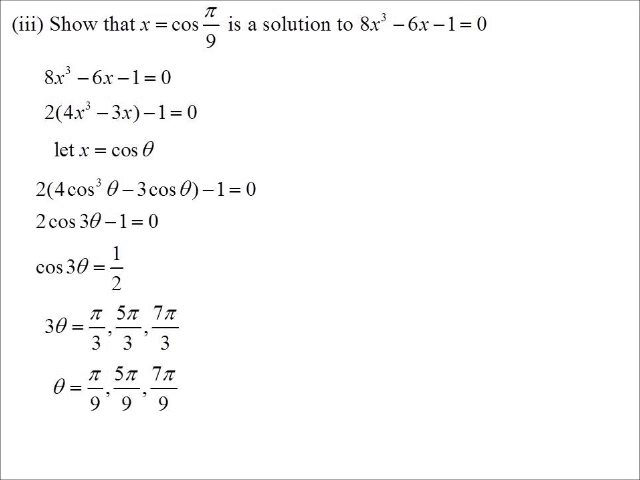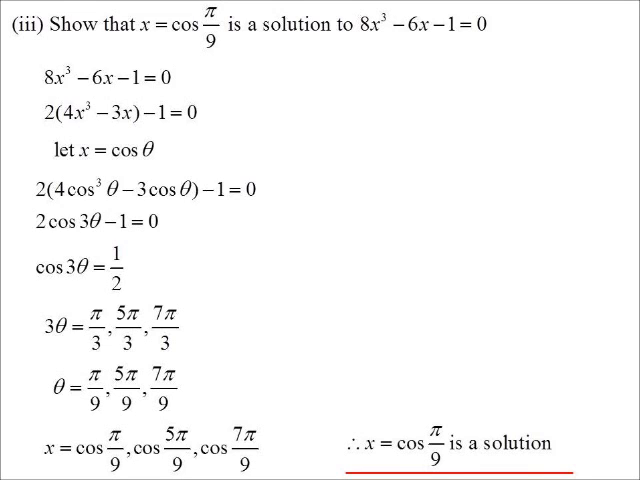Divide by 3 to get an answer for theta. We have pi on 9, 5 pi on 9, and 7 pi on 9. So yes, cos pi on 9 would be one of those solutions. Remember, that's the answer for theta. We want an answer for x, and we said x is cos theta. So the three solutions to that equation are cos pi on 9, cos 5 pi on 9, cos 7 pi on 9.